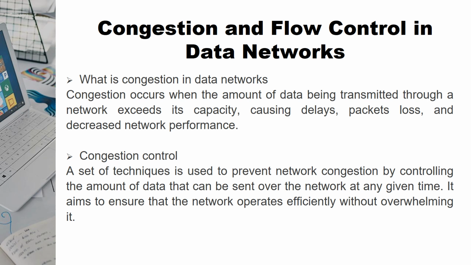I can give an example of a university network. It has a limited bandwidth of 100 megabits per second. During peak hour, 500 students try to access the internet simultaneously, causing congestion. So to control congestion, the network administrator of a university can implement a congestion control algorithm that limits the bandwidth allocated to each student, ensuring that everyone gets a fair share of the available bandwidth.